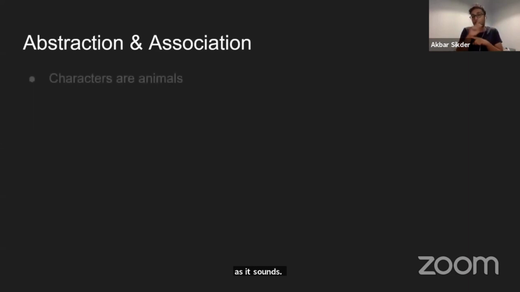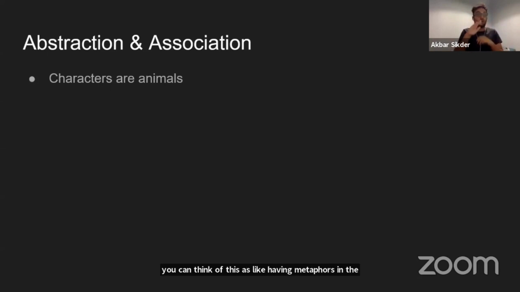So abstraction and association. A lot of this is about, you can think of this as like having metaphors in the game. So for example, all of the characters were animals, and this very much helped, because you can draw animal-like behaviors and then assign them to human-like behaviors, and that really helps players to draw these links together. I remember I had one playtester who saw a party of politicians that were all made up of pigs and vultures, and was immediately like, I don't trust them.